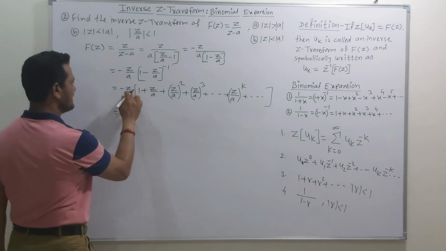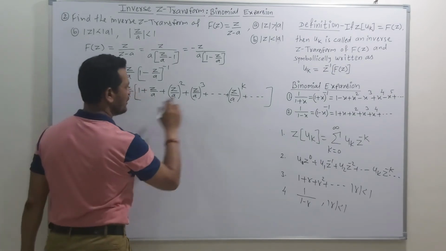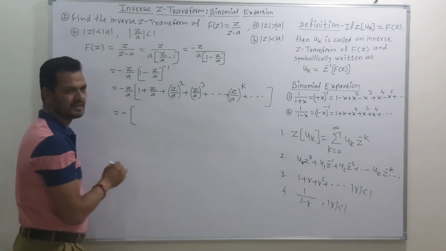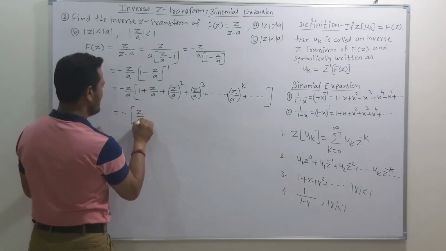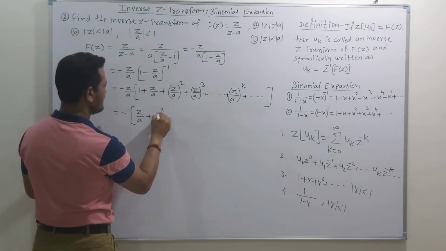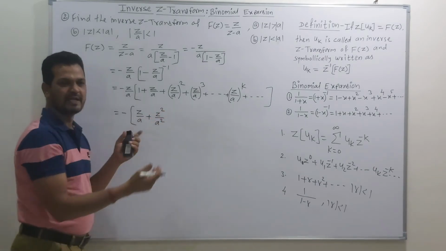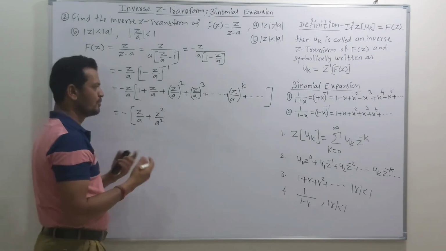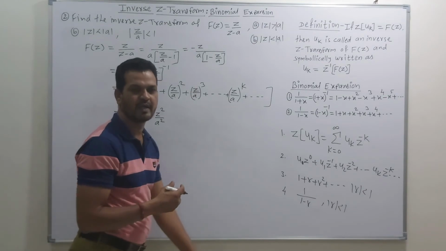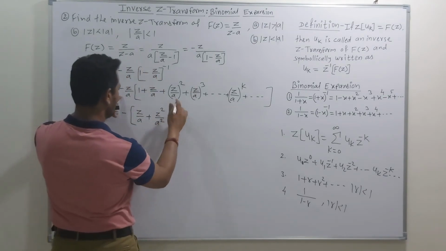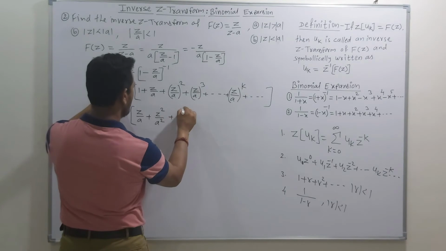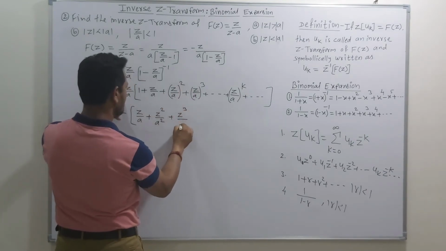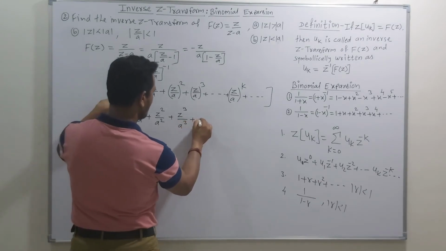Now here minus z upon a is multiplied to this bracket, so take this term to the inner side of the bracket. The minus sign stays as it is. This is z upon a, then this is z square upon a square. After multiplying to the inner side, we write the power of numerator and denominator separately because we are interested in the power of z raised to k coefficient. So this becomes plus z square, then z square into z, which is z cube, upon a cube, plus and so on.